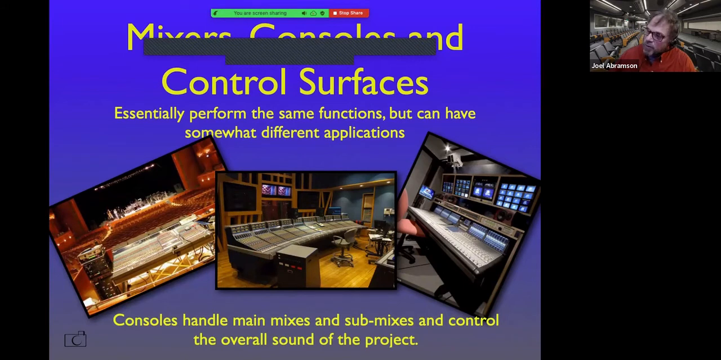Here's a big console for a concert. Here's a console that is in a post-production house. Here is a console that is actually in a TV truck. All right, wonderful. I would love to work in that TV truck, right? But we also have a console there in our audio studio at De Anza, right?